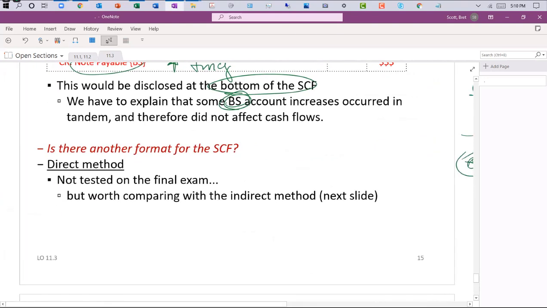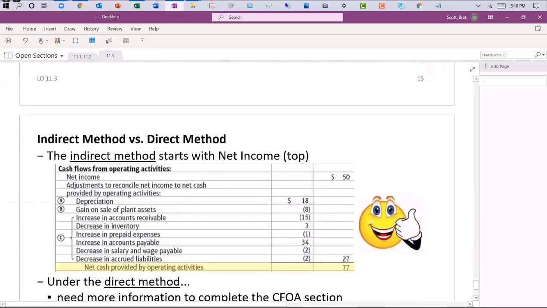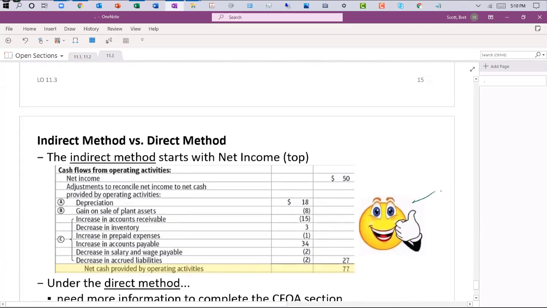Is there another format of the statement of cash flows, you may wonder? Yes, there is. It's called the direct method. It's not something I generally test, but it's something that we should probably take a look at here. Under the indirect method, which we like for sure, we're starting with net income. And this is by and large what most companies use when they're doing their statement of cash flows. They don't really see the direct method that much.